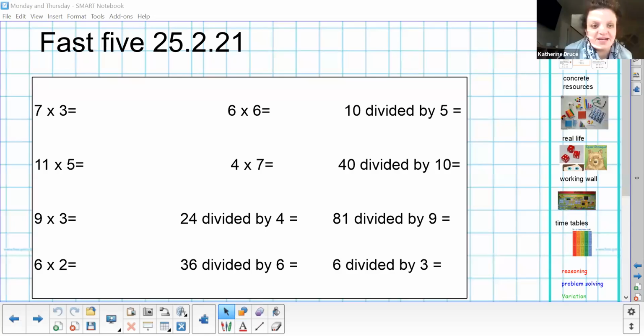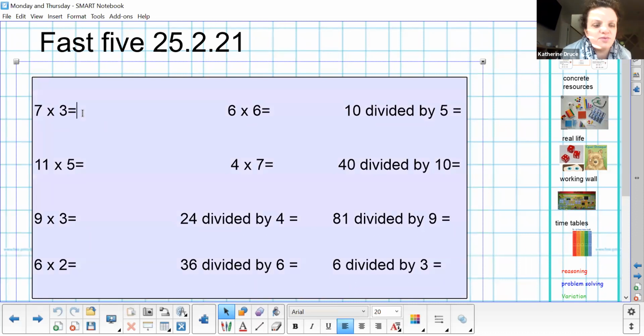Okay, as always, we're going to start with our fast 5. So pause the screen, put the timer on for 5 minutes or so, and see how many of these questions you can do. Off you go. Okay, fantastic, well done. If you haven't finished, pause me again and carry on. But if you're ready to go through the answers, let's go.